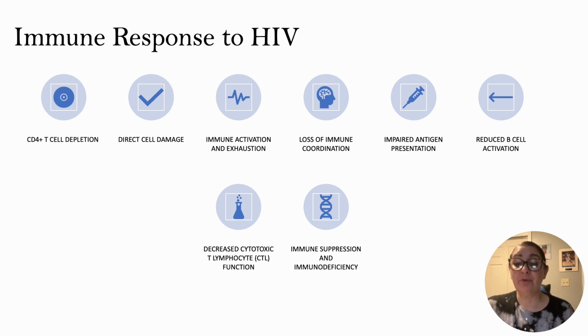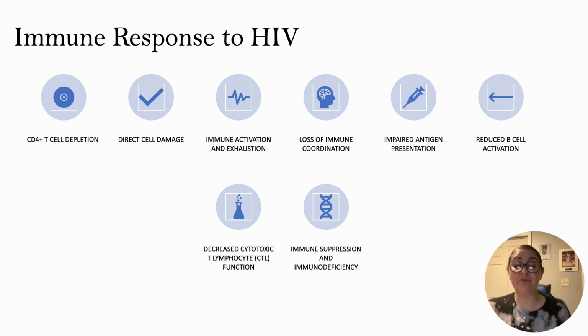HIV leads to chronic immune activation as the immune system attempts to respond to the ongoing viral replication. Loss of immune coordination. The decline of CD4 T cells disrupts the immune system's ability to coordinate responses to infection and other immune challenges. Impaired antigen presentation. Antigen-presenting cells, such as dendritic cells and macrophages, are also affected by HIV, impacting their ability to present antigens to CD4 T cells.